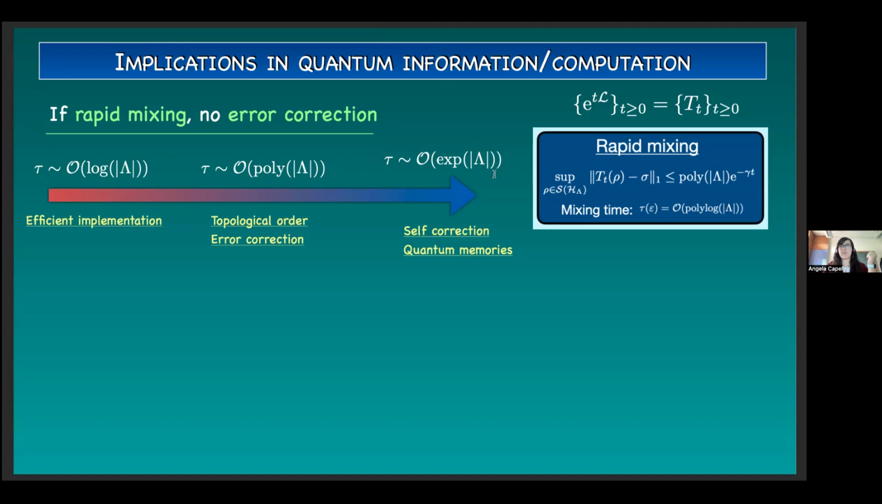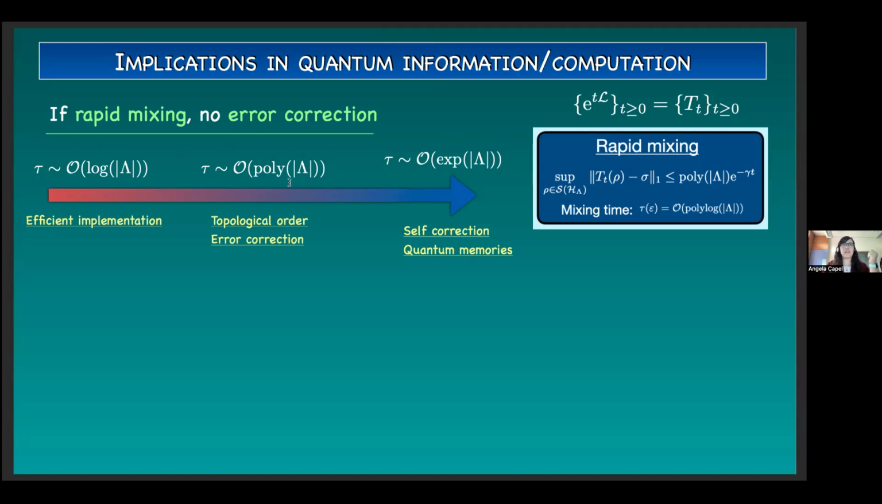And what you expect to happen in the case in which you have self-error correction, or essentially a quantum memory, is that the mixing time of the evolution should scale exponentially with the system size, so something that is much, much slower. And of course, in the case in which we have rapid mixing, this doesn't happen at all, so we cannot have self-correction, because that means that the information that we have in the initial state is destroyed too fast, so you don't have time to perform self-correction before you approach the Gibbs state.